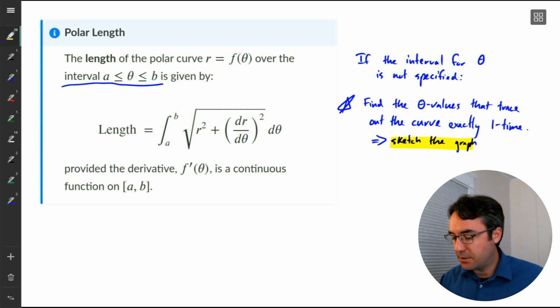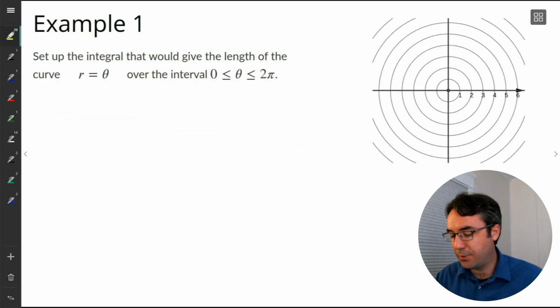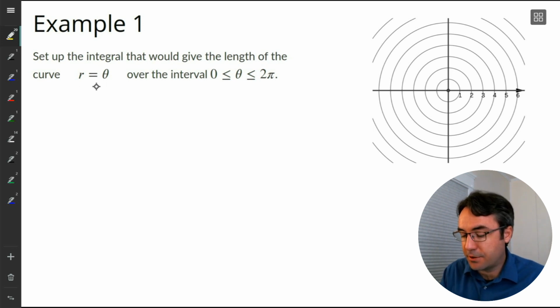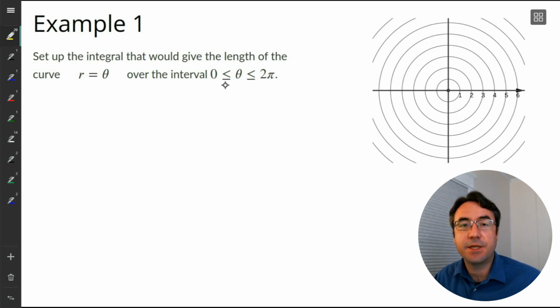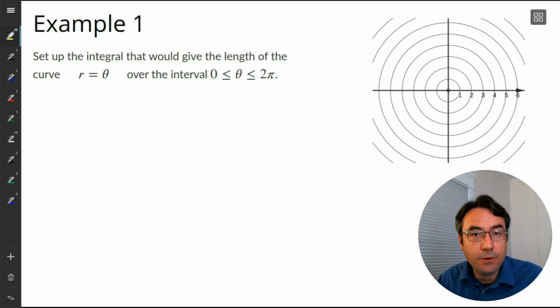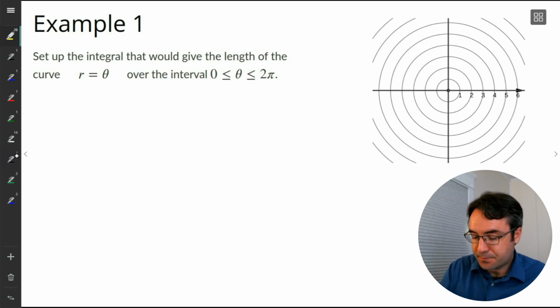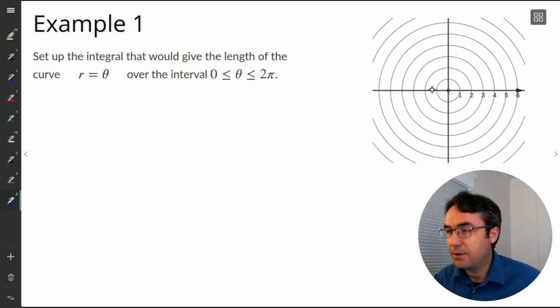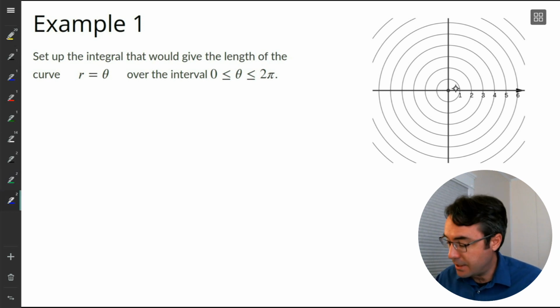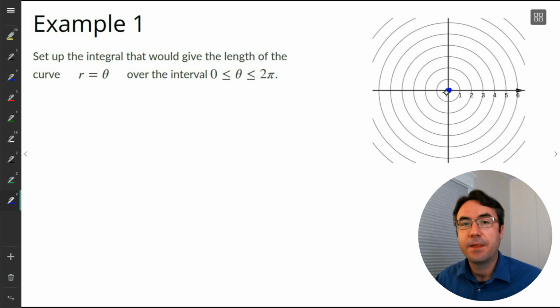All right, so let's look at an example. Example 1. We're going to set up the integral that gives the length of the polar curve r equal to theta, and here the interval is specified for us. So the theta values are going to be from 0 to 2 pi. And we looked at this curve last time, when we talked about the area enclosed by a polar curve. So what did this thing look like? Well, it spiraled away from the origin. So it started at the origin when theta was 0. And then as we move around counterclockwise, it spiraled away.